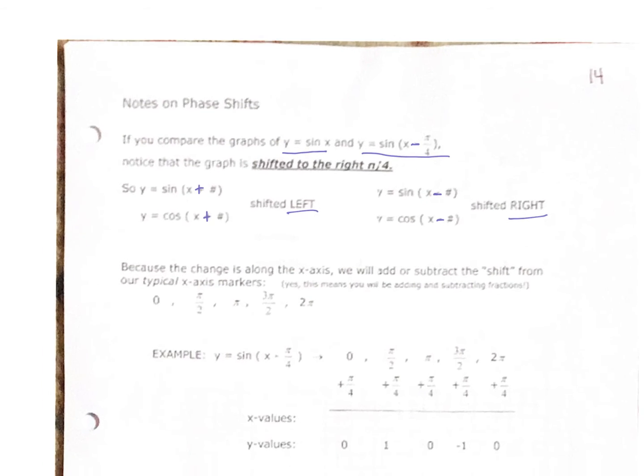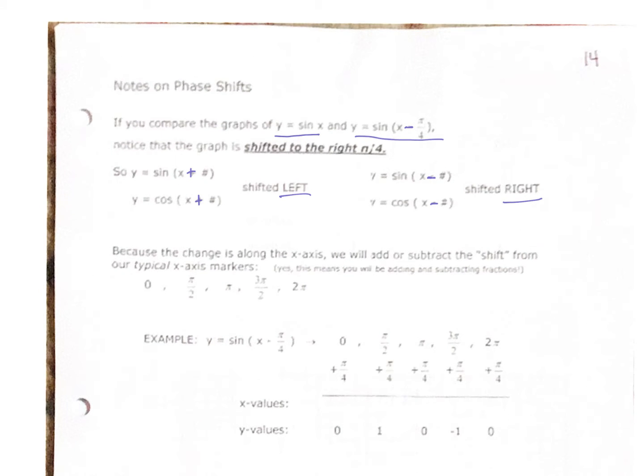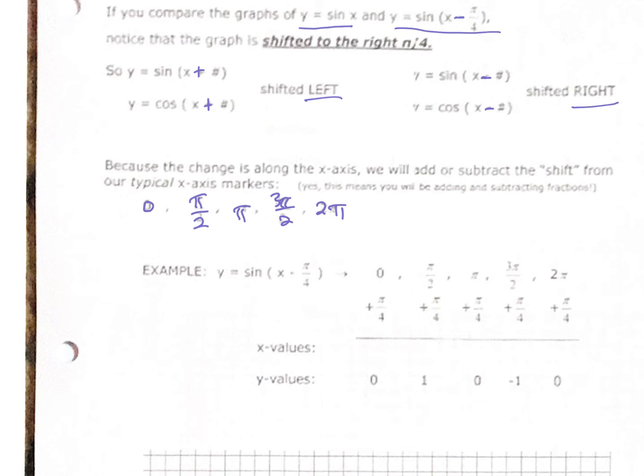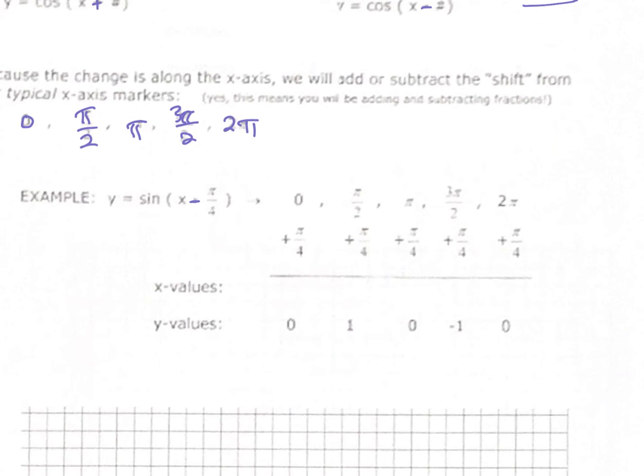Okay. Because this changes along the x-axis, we need to think about what our basic x-axis markers are. That's why we have this 0, pi over 2, pi, 3 pi over 2, and 2 pi, right? Those are our basic x-axis markers. If we take those, we're either going to be adding or subtracting something to them. So here's what I need you to think about. This says sine of x minus pi over 4. This is the graph from up above that we're going to graph here.